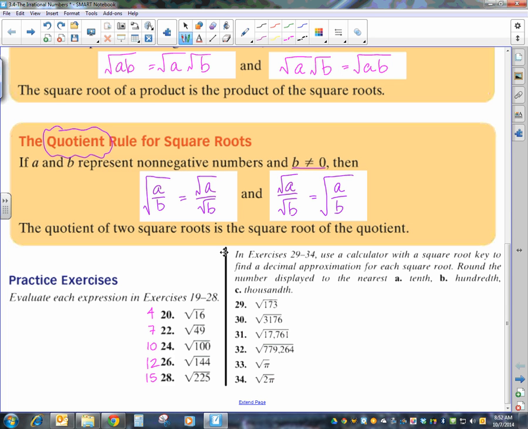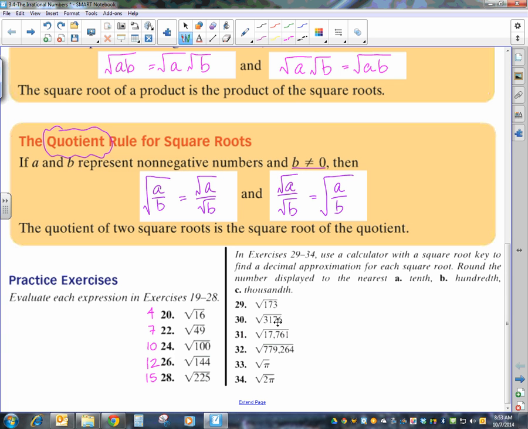Okay, and this is really the gist of what we're talking about here: for these numbers, you're going to use a calculator to find the square root of them because they don't come out to a nice, neat whole number. So they're not perfect squares.